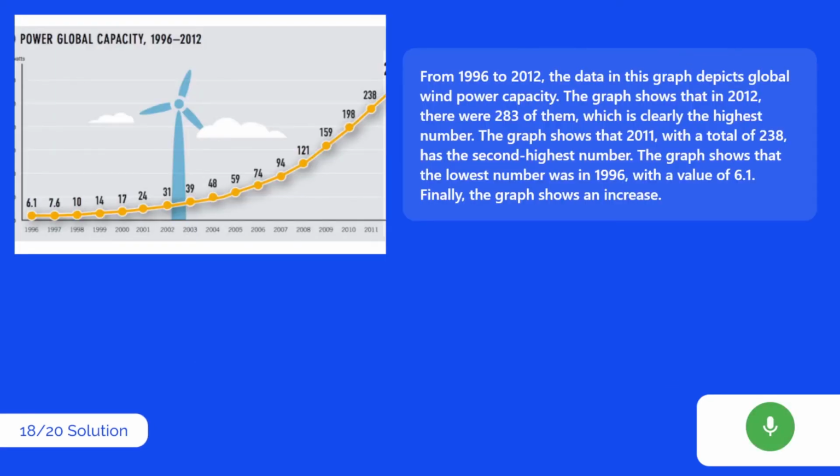From 1996 to 2012, the data in this graph depicts global wind power capacity. The graph shows that in 2012, there were 283 of them, which is clearly the highest number. The graph shows that 2011, with a total of 238, has the second highest number. The graph shows that the lowest number was in 1996, with a value of 6.1. Finally, the graph shows an increase.